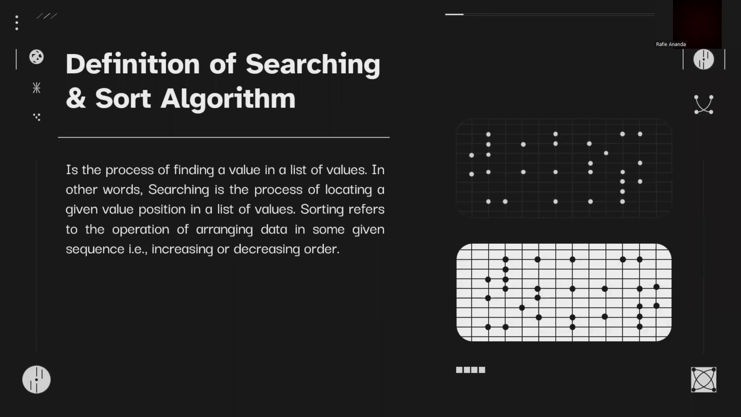Okay, the next slide. We discuss the definition of searching and sort algorithm. Searching is the process of finding a value in a list of values. In other words, searching is the process of locating a given value's position in a list of values. Sorting refers to the operation of arranging data in some given sequence, in increasing or decreasing order. Next slide.